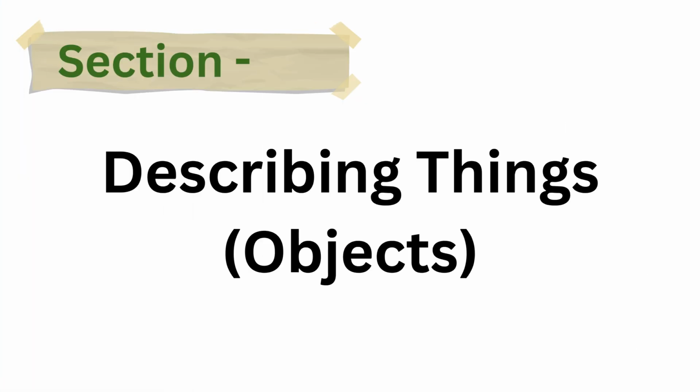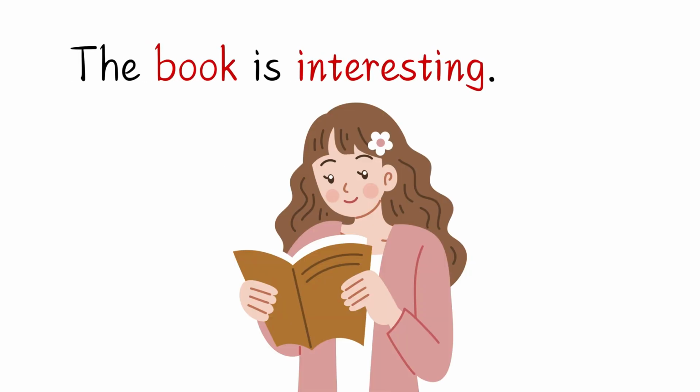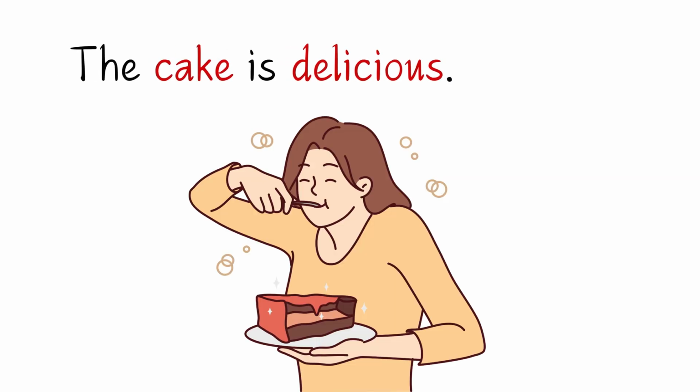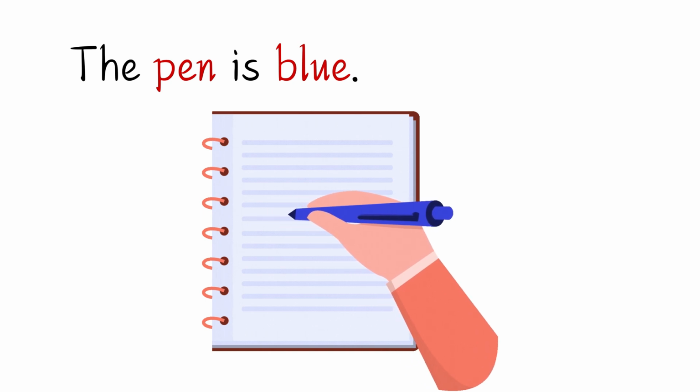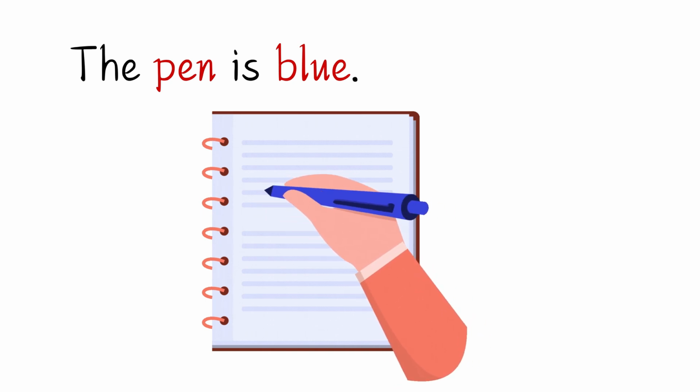Section 5. Describing things, objects. Now, let's move on to describing things. For example, we can describe objects like books, chairs, or cars. The book is interesting. The cake is delicious. The pen is blue. Here are some more examples.